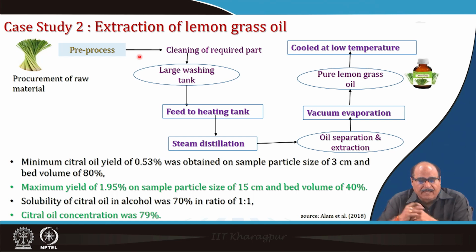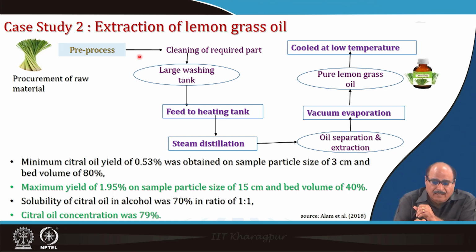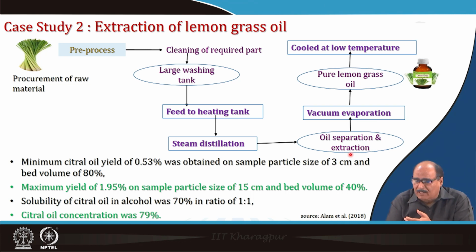Then the second case study is the extraction of lemongrass oil. For this lemongrass raw material, the pre-process is cleaning of the required part, it is fed to a large washing tank, then fed to a heating tank, steam distillation followed by oil separation and extraction, vacuum evaporation, then you get pure lemongrass oil, it is cooled at low temperature.